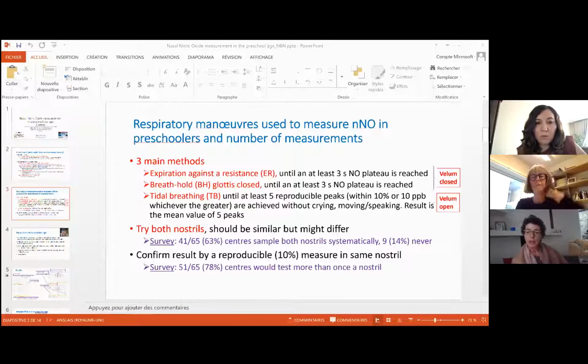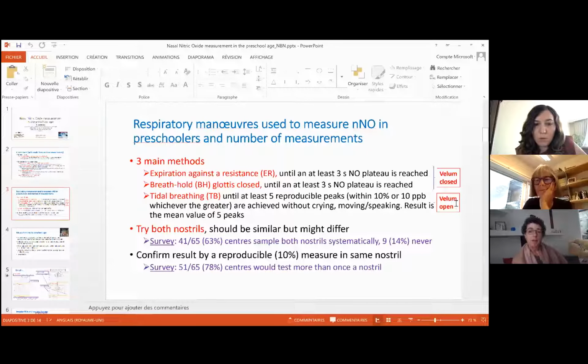In preschool children, there are mainly 3 respiratory maneuvers that are used: the expiration against resistance from total lung capacity until a plateau of NO is reached; the breath hold, where the child is supposed to close his glottis and the velum, which is not easy, until a plateau is reached; or the tidal breathing method, where the child is supposed to breathe regularly through mouth or nose, it depends. But you have to check for the regularity of the measurement, and you take the mean of the reproducible 5 peaks at the measure.